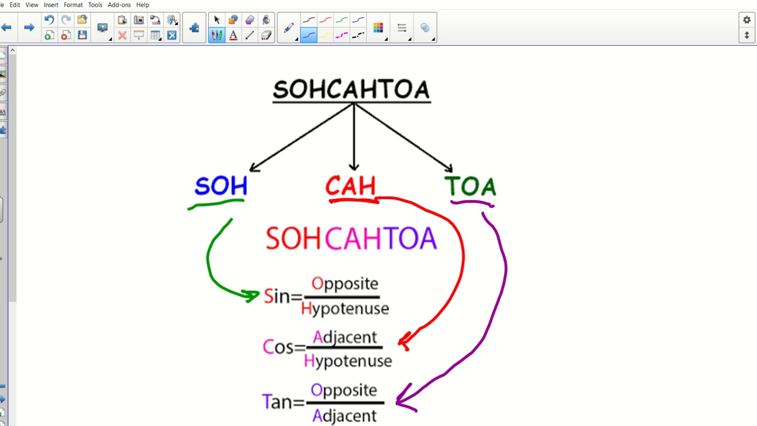So SOHCAHTOA is a mnemonic device that will help you remember the ratios for each of the three trigonometric ratios we'll be using: sine, cosine, and tangent. All right, we're coming to the end. We'll wrap this up with a couple of examples using numbers so you can see how they play out.